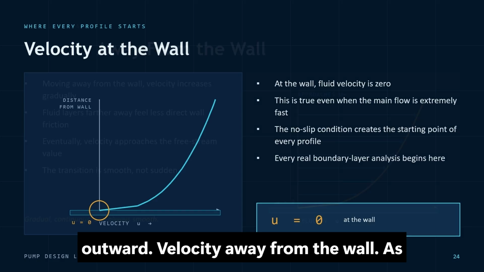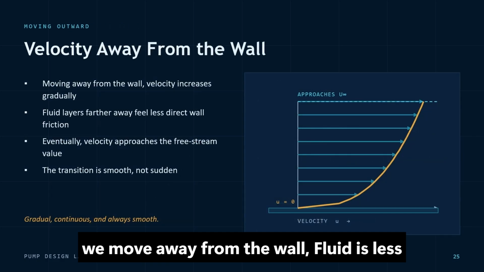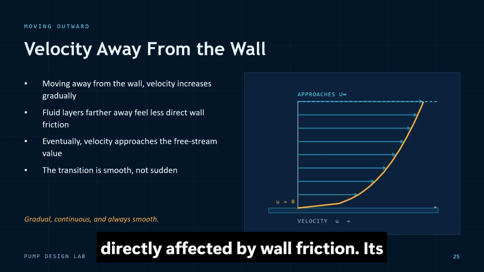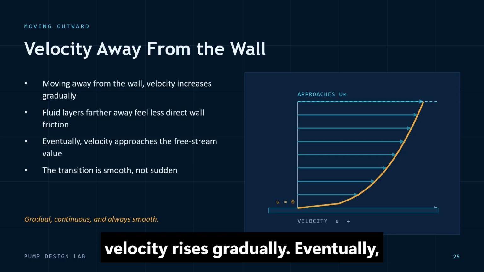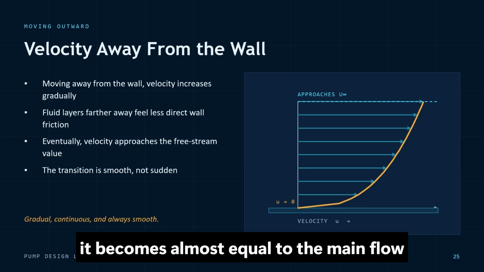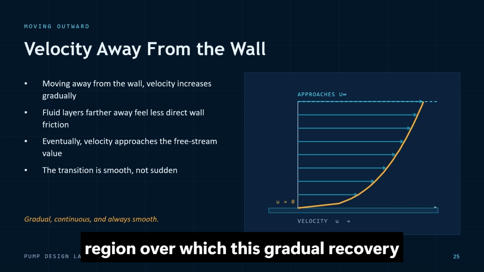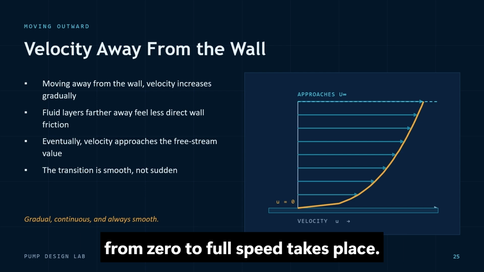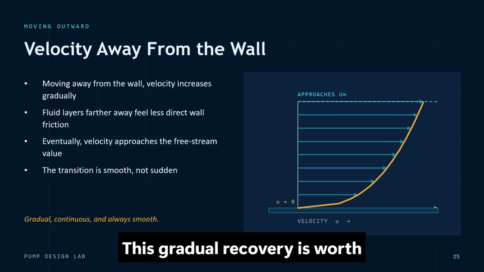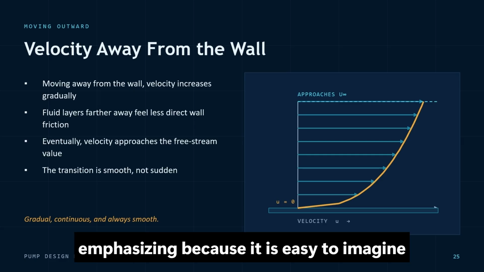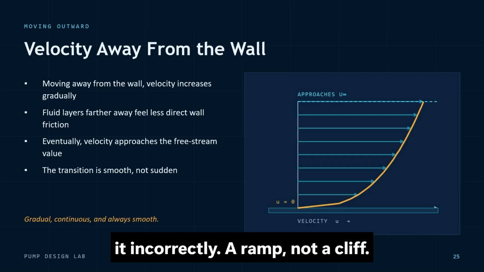Velocity away from the wall. As we move away from the wall, fluid is less directly affected by wall friction. Its velocity rises gradually. Eventually, it becomes almost equal to the main flow velocity. The boundary layer is the entire region over which this gradual recovery from zero to full speed takes place. This gradual recovery is worth emphasizing because it is easy to imagine it incorrectly.